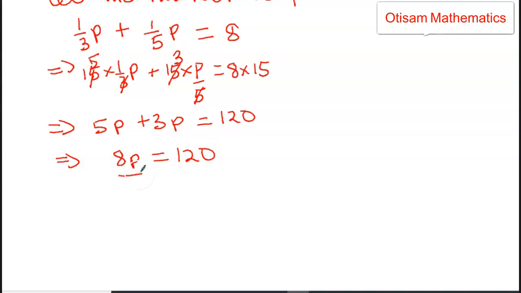We want to find p. Divide both sides by 8. So 8 will go into 120 15 times, which implies that our p is 15. So the number that we are talking about is 15. Let's look at the next question.